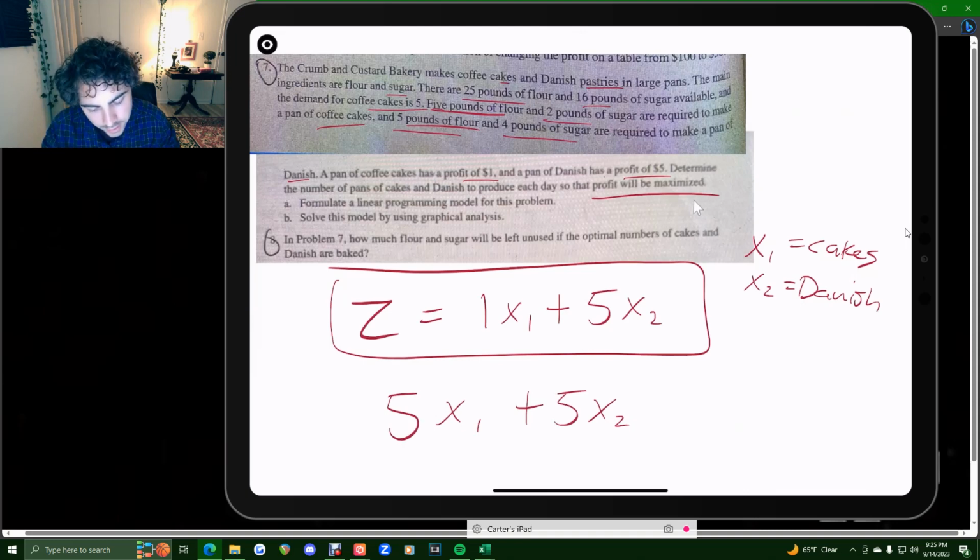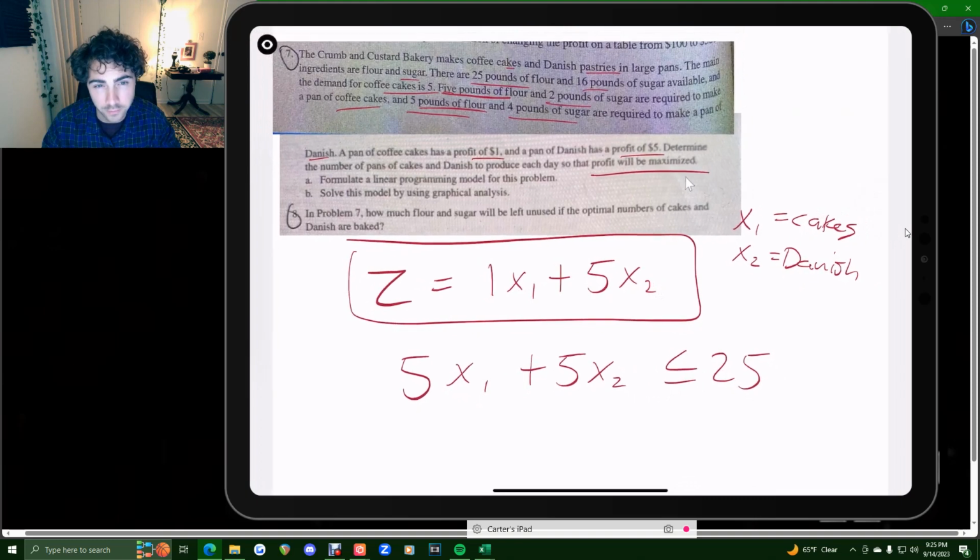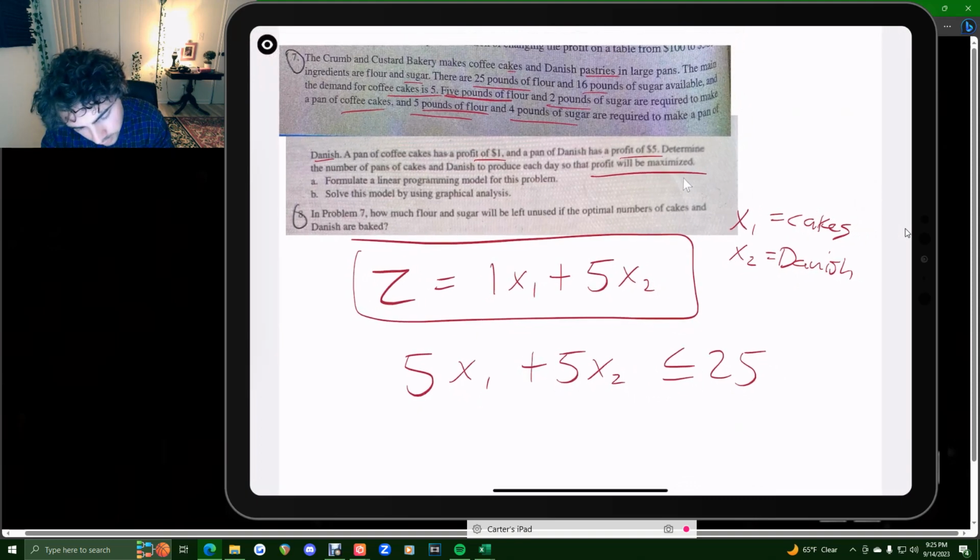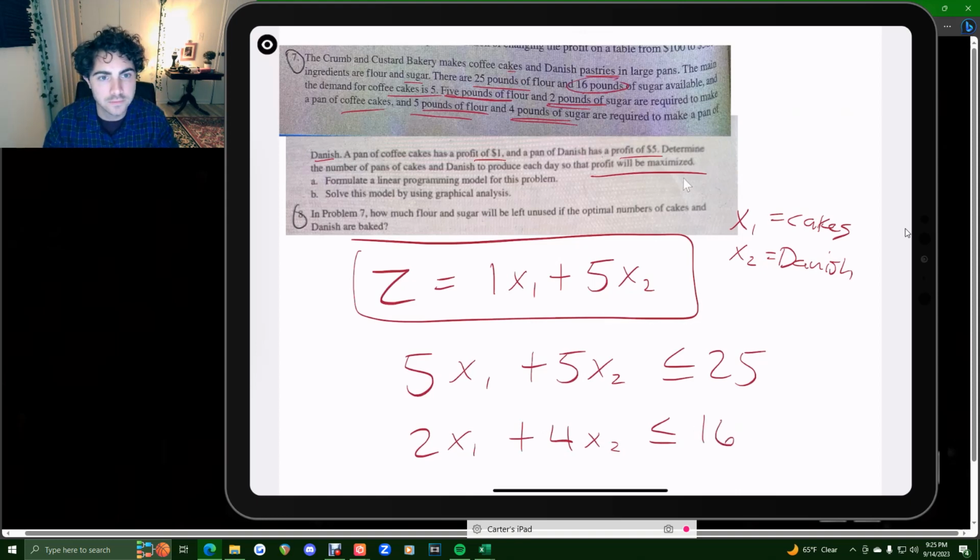And it says they only have 25 pounds of flour. So we can use up to 25 pounds of flour, so less than or equal to 25. Now we do the same thing with sugar. We have 2 pounds of sugar for coffee cakes, 4 pounds of sugar for Danishes. So 2x1 plus 4x2 less than or equal to the amount that we have of sugar. So that's less than or equal to 16 pounds of sugar.